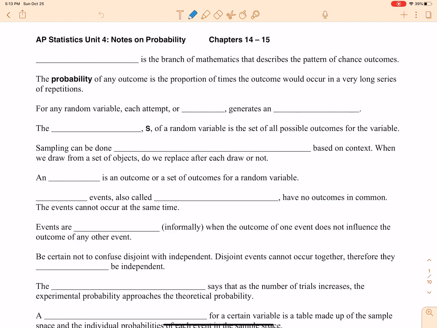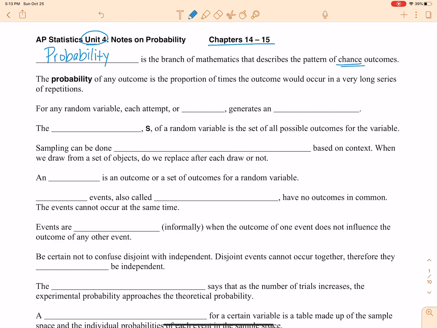AP Statistics, your life is about to change for the better because we are starting our very first unit of probability. It's magical. All right, so of course we are in Unit 4 in your book. This is going to be chapters 14 and 15. And yes, probability is in fact its own branch of mathematics, which I know for some of you will be a little disturbing. It is a whole branch of mathematics dedicated, of course, to describing the pattern of chance outcomes.